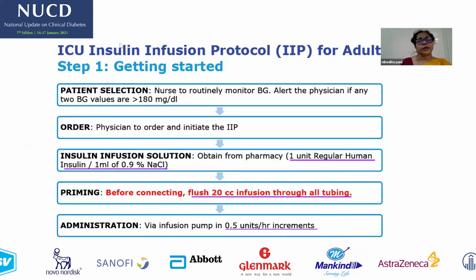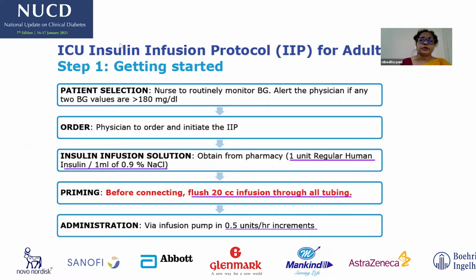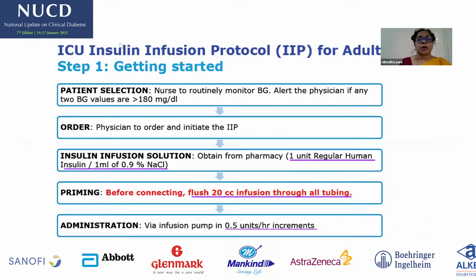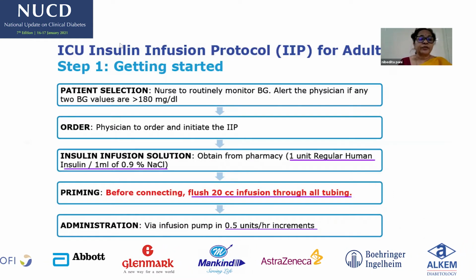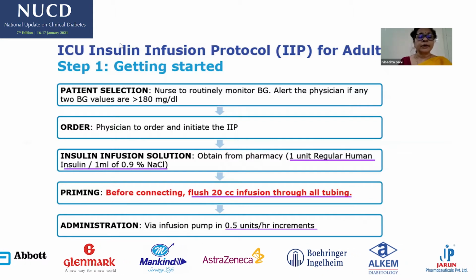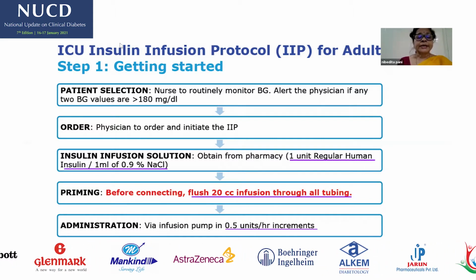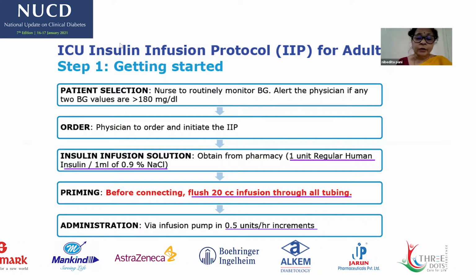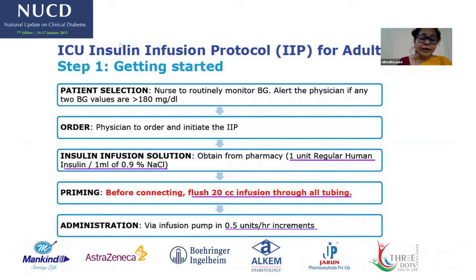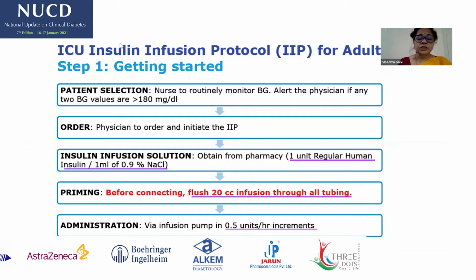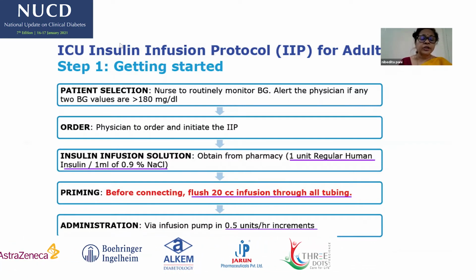So what you will do, the getting started in the insulin infusion protocol. The nurse to routinely monitor the blood glucose, alert the physician if any 2 blood glucose values are more than 180. Physician to order and initiate the IIP. Insulin infusion solution obtained from the pharmacy, like 1 unit regular human insulin in 1 ml of the 0.9% sodium chloride. Before connecting, flush 20 cc of the infusion through all tubing.